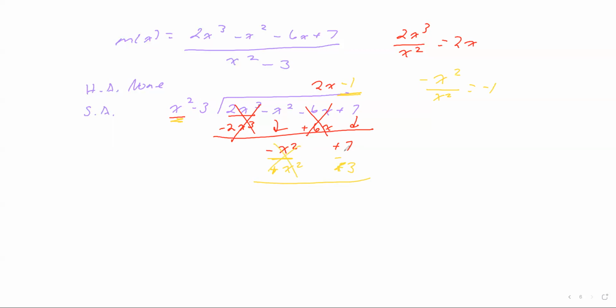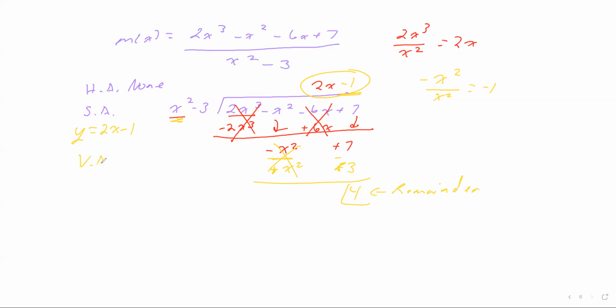This goes away. 7 minus 3 is 4. X squared cannot go into 4, so this right here is called the remainder. But when I'm looking for slant asymptotes or nonlinear asymptotes, I could care less about the remainder. This is my result. So for the slant asymptote, I'll write it as y equals 2x minus 1.